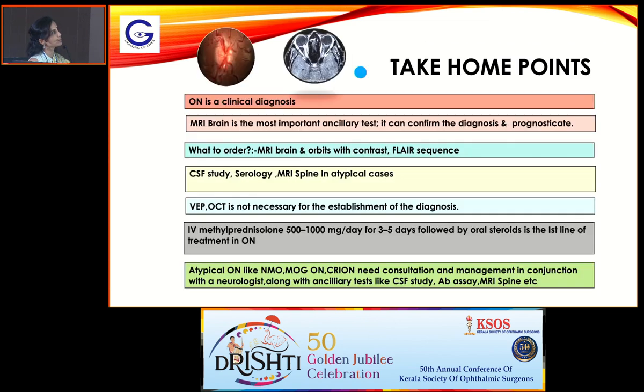So take-home points would be: optic neuritis is a clinical diagnosis. We can all diagnose optic neuritis. MRI is not required for the diagnosis, but it is the most important ancillary test because it can confirm the diagnosis and also prognosticate and rule out the masqueraders. And you should order an MRI brain and orbits with contrast, with FLAIR sequence, and CSF studies. And serology should be done ideally in all cases, suspicious cases, MRI spine, and definitely think about atypical cases when you have atypical findings. Thank you.